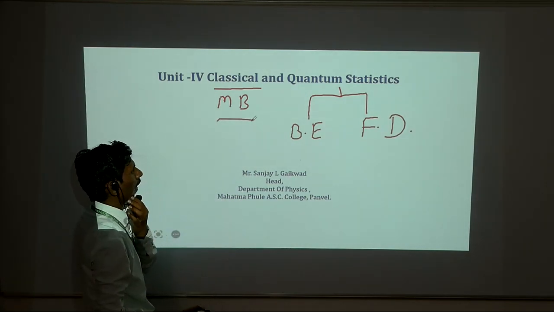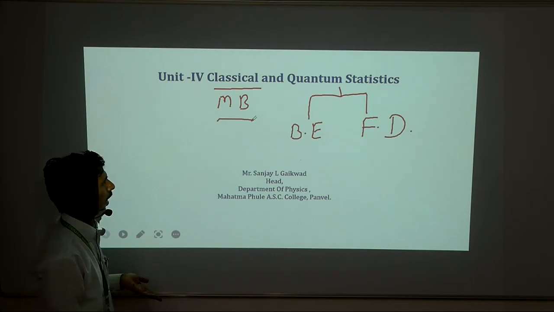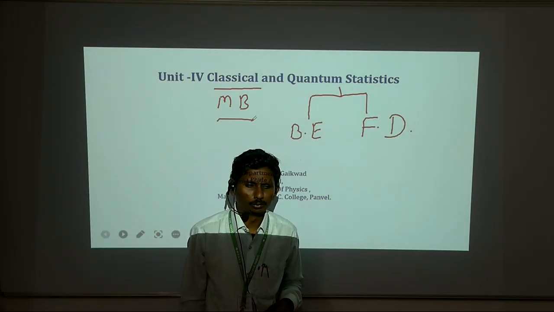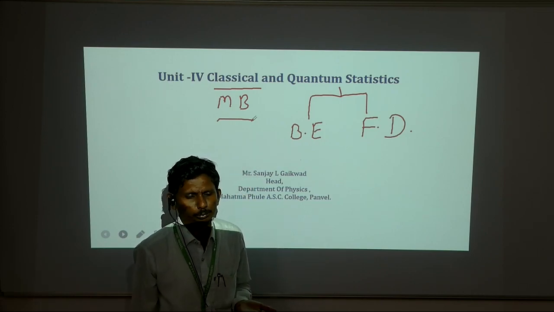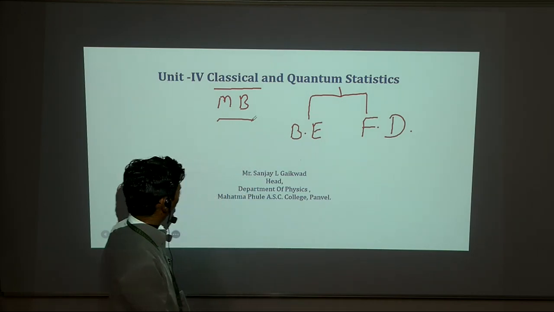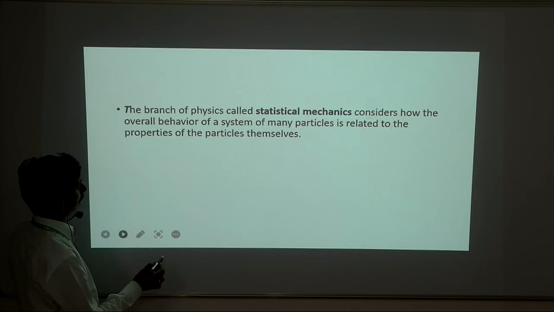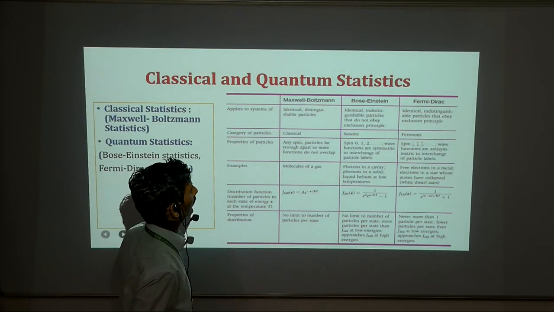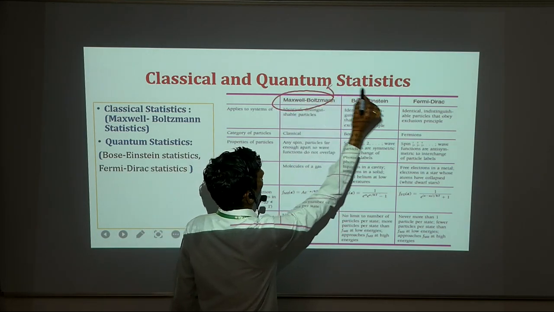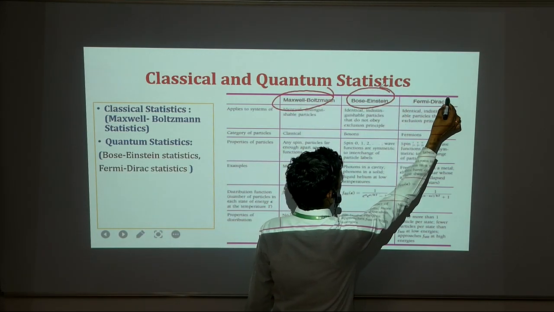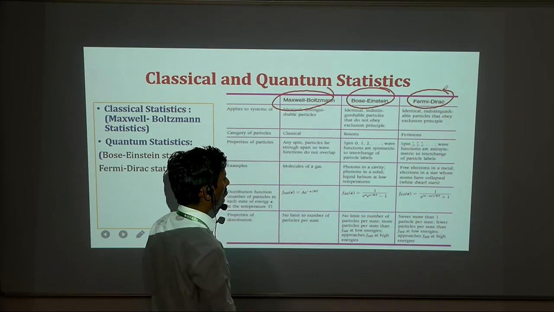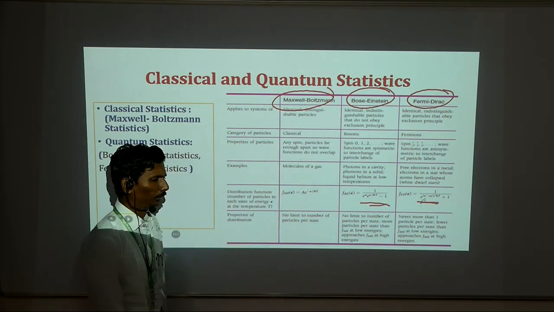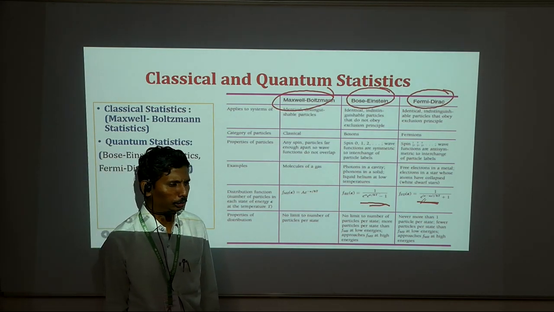What is the distribution law that is called the Maxwell-Boltzmann distribution law? We want to find out the expression for the Maxwell-Boltzmann statistics. For this we already know the difference between the Maxwell-Boltzmann statistics and the Bose-Einstein and Fermi-Dirac statistics. Now we want to find out the distribution law for the Maxwell-Boltzmann distribution.